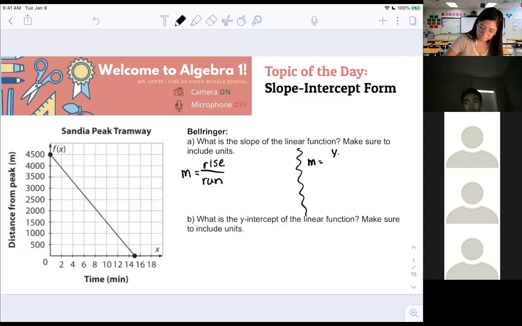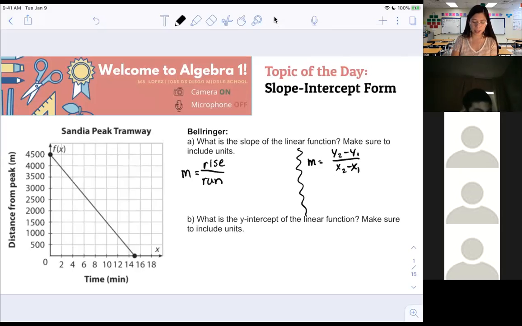y2 minus y1 over x2 minus x1. Yeah, that's it. We've been doing this all week, so this is not anything new. I could use whichever of those two I feel like using. Some people prefer one, some people prefer the other, that's fine. But no matter which one you decide on, the first thing you have to do is find 2 points from the graph that you can use.